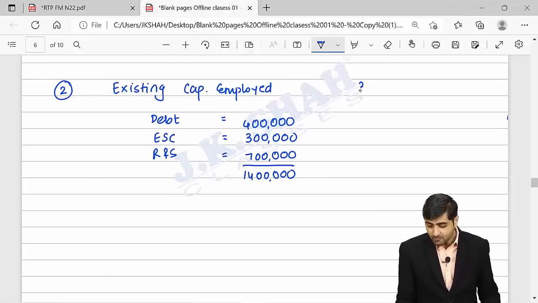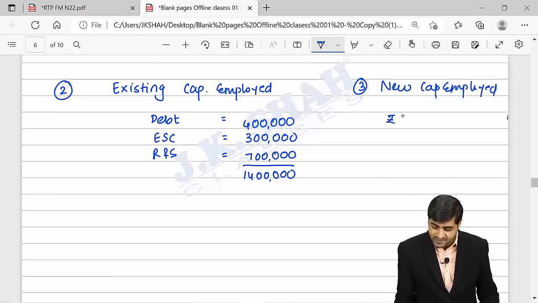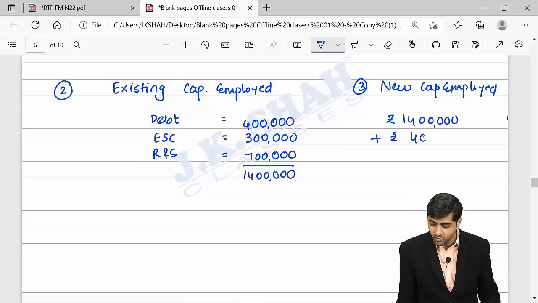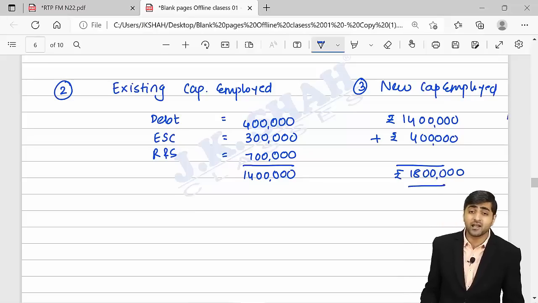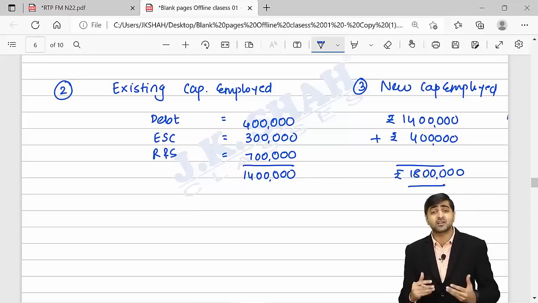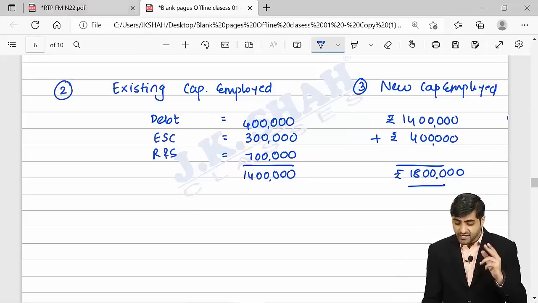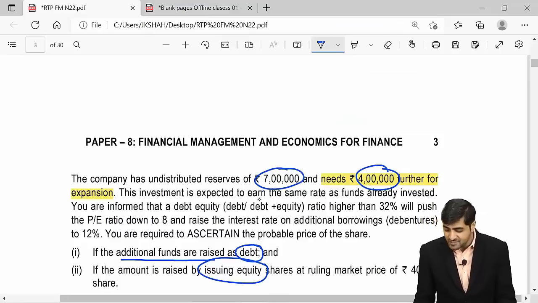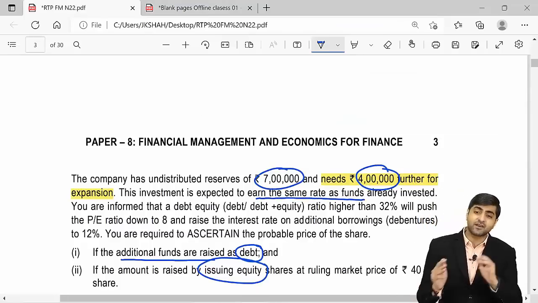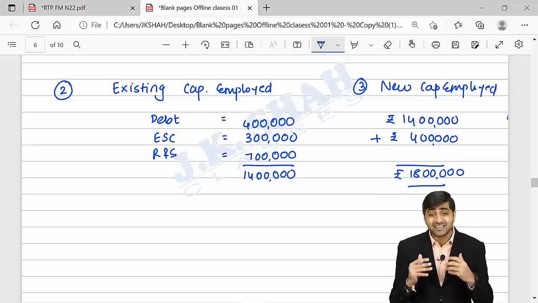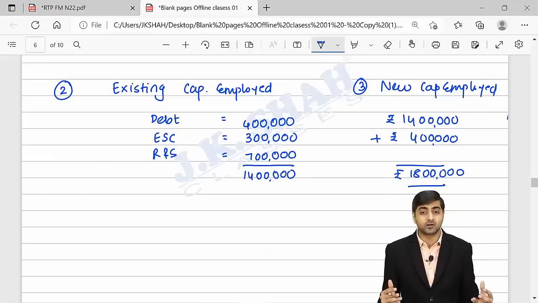So can I say my new capital employed is going to be now 14 lakhs plus your 4 lakh rupees. So that is going to be total 18 lakhs. Okay. But definitely this capital employed is going to fetch you some return. Come on, yes or no? Yes, sir. And they have told you that the investment is expected to earn at the same rate as the funds already employed. So what is the existing return on capital employed you are earning?